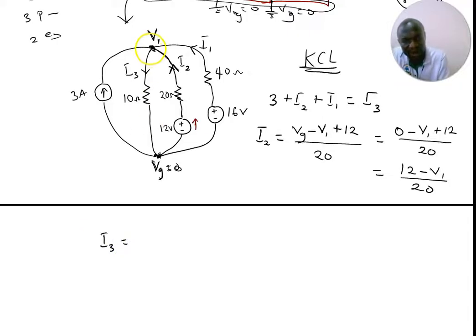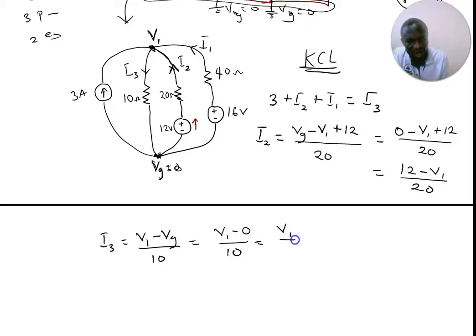This is I3, this is the path. So it's starting from what? V1. It's going to be V1. Then we move to what? Minus Vg. Since there's no voltage source there, I think the voltage difference is okay. So it's V1 minus Vg, all on what? On the resistor there, which is what? 10 ohms. So at the end, we are going to get V1 minus 0 all on what? On 10. And this gives what? V1 on 10. Do you get it?